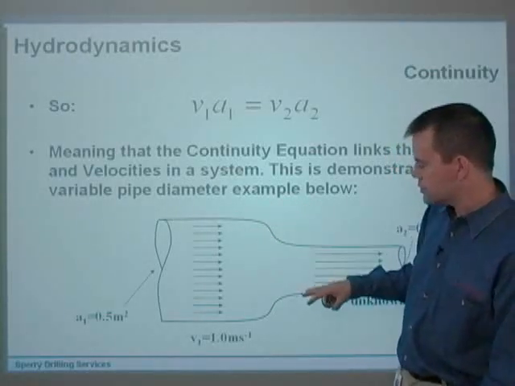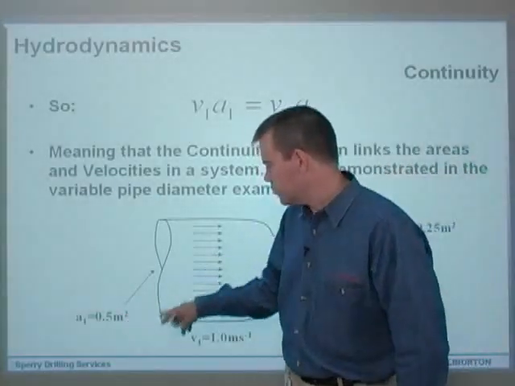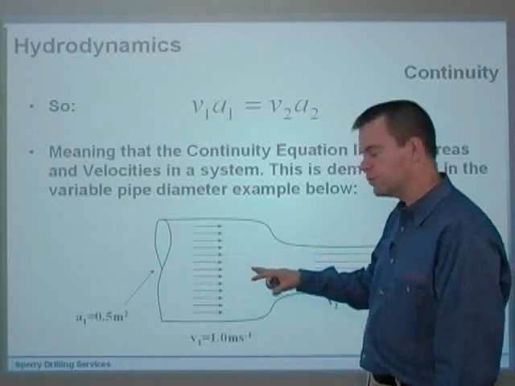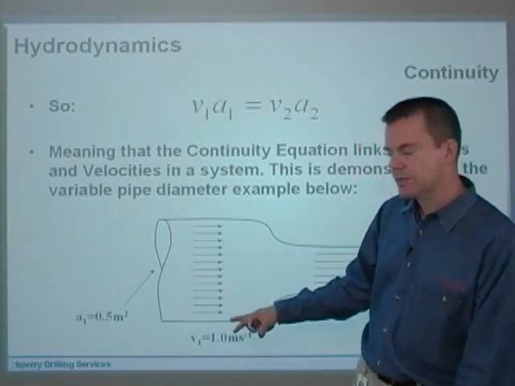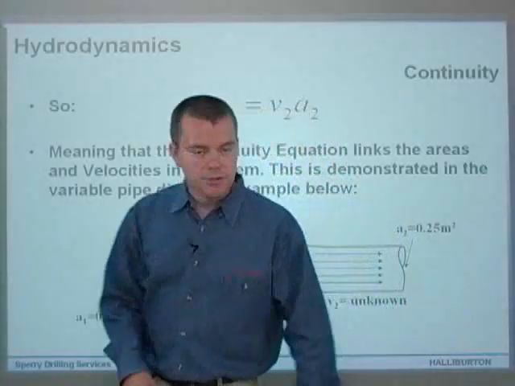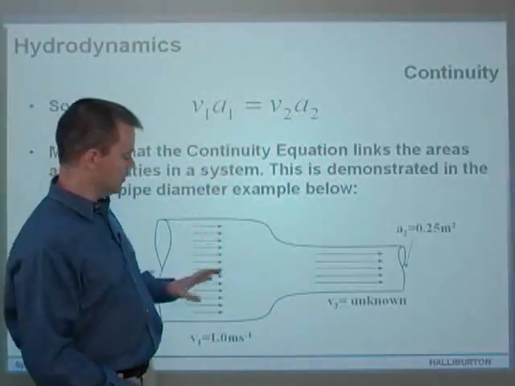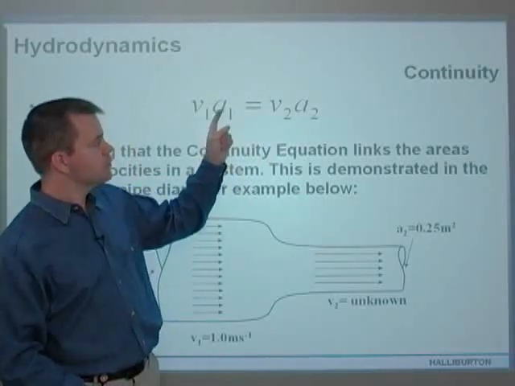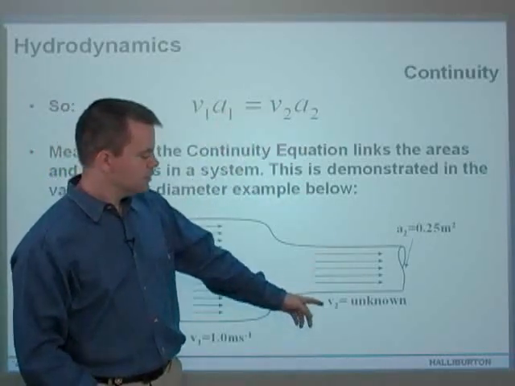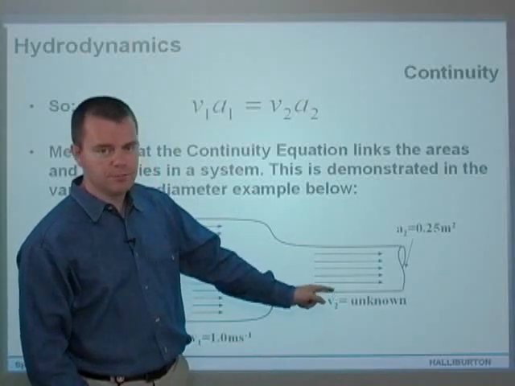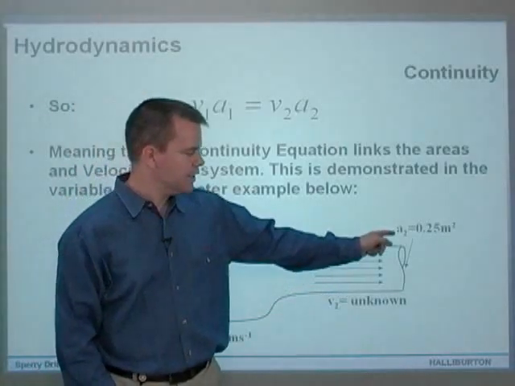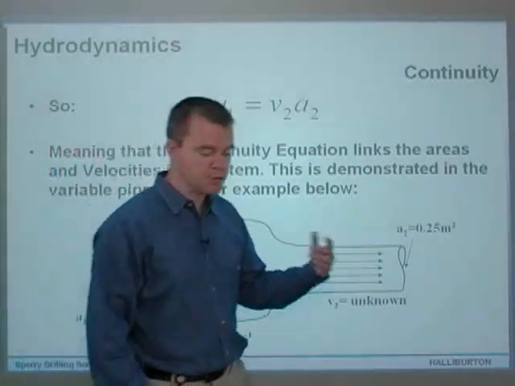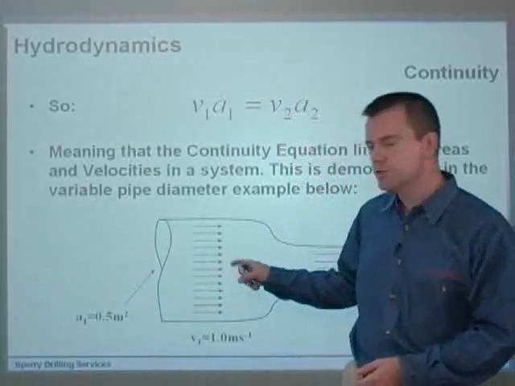And that can be demonstrated here. We've got a cross-sectional area of this piece of pipe here of half a square meter, and the velocity of the fluid going through that is 1 meter per second. And so that's V1 times A1 on this side, and V1 times A1 from the continuity equation must equal V2 times A2. So if we want to find out what V2 is, it's unknown at the moment. We know A2 is 0.25 square meters. So basically it's half the cross-sectional area of the original pipe that we're pumping into.